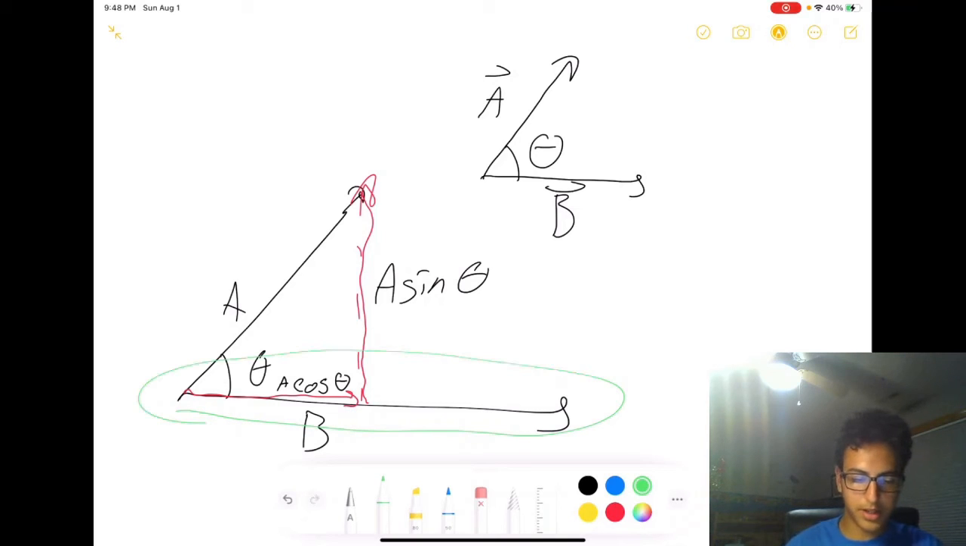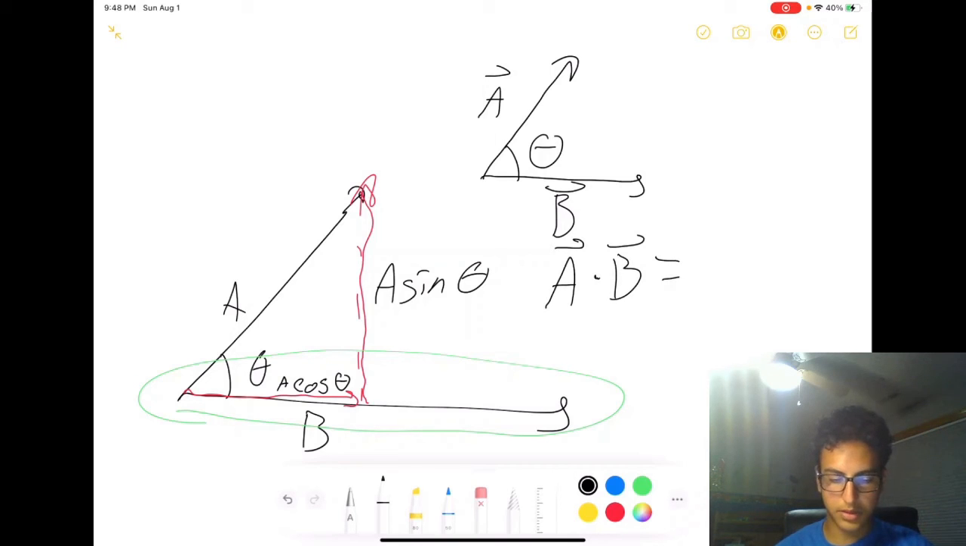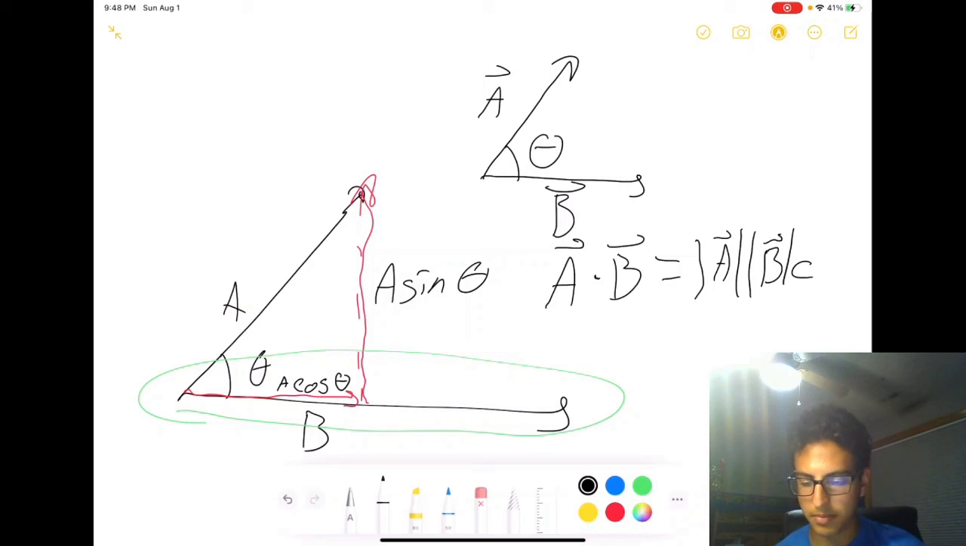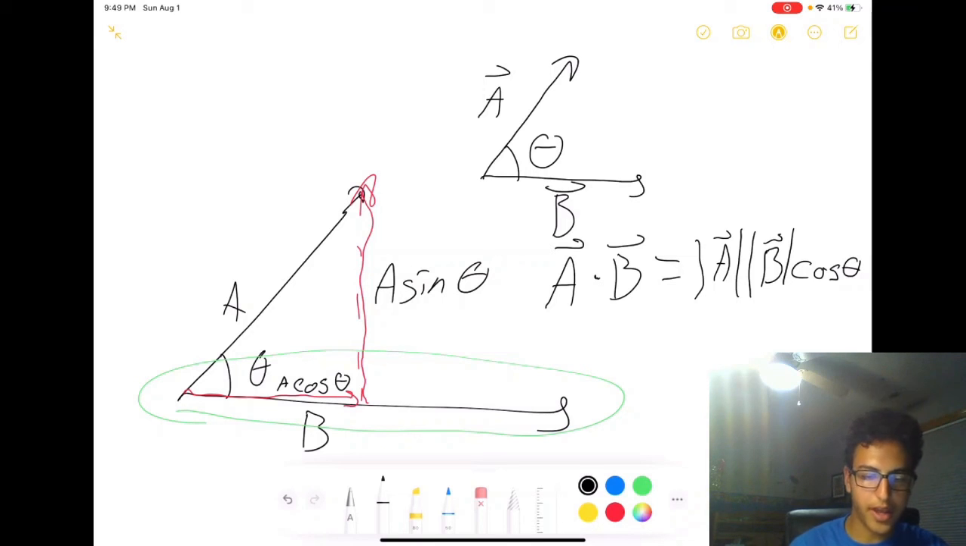If we only use the parallel sides for the dot product, we see that vector A dot vector B is equal to the magnitude of A times the magnitude of B times the cosine of the angle between them, because the section of A parallel to B is A cosine theta, and we just multiply that by B because that's already in that direction, so it's AB cosine theta.